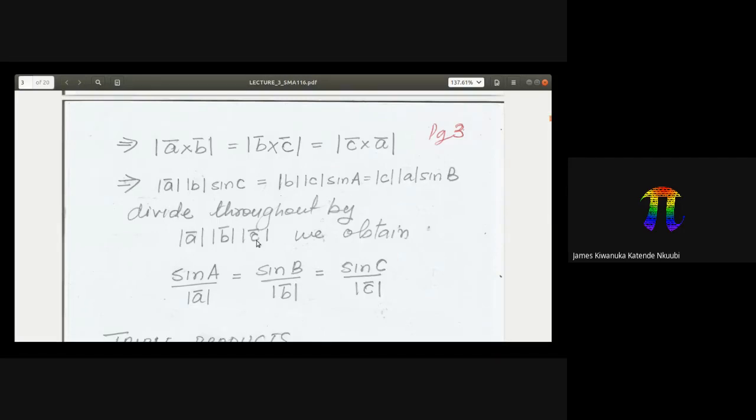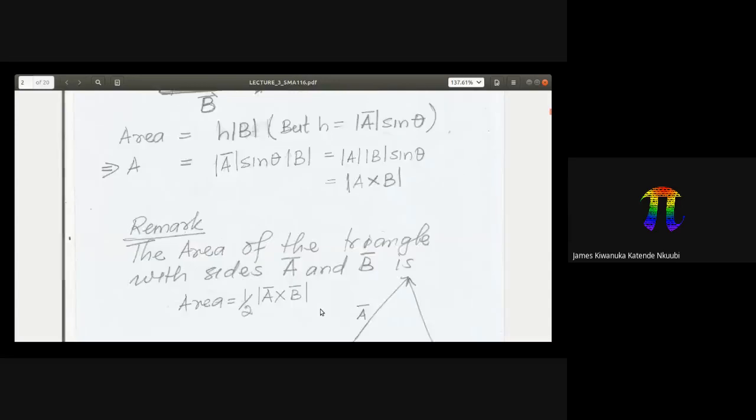So if we divide throughout by the product A, B, and C, it simplifies to the sine rule or the sine law that you are familiar with. So we can derive the sine law also using the cross product. Earlier on, I think we proved also the cosine law using the dot product.